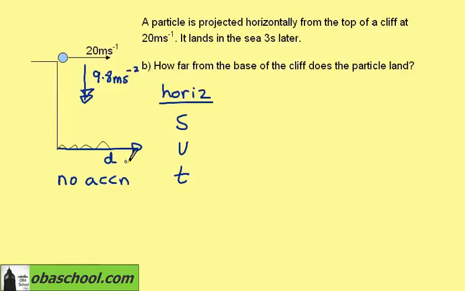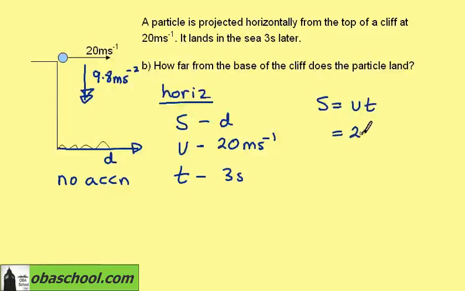Let's call the horizontal distance d. We know the speed is 20 meters per second, and the time is 3 seconds. We just use s equals ut, distance equals speed times time, and this is 20 times 3, which is 60 meters.